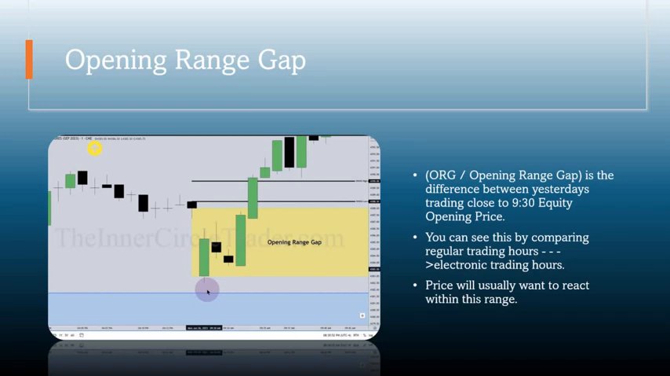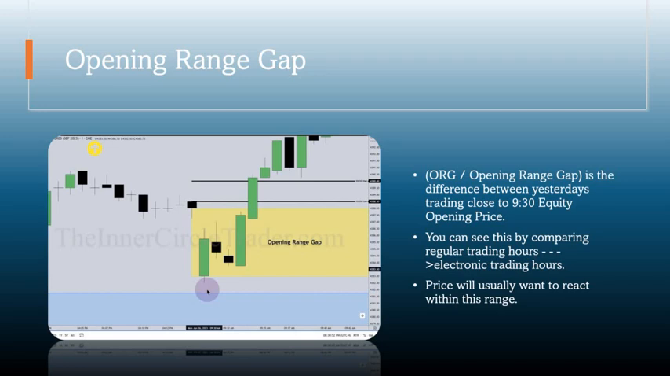It's going to be from 9:30 to 4. We see pre-market data with futures, which is why we're able to anticipate an analysis based off of whatever we mark up. So, price will usually want to react within this range.